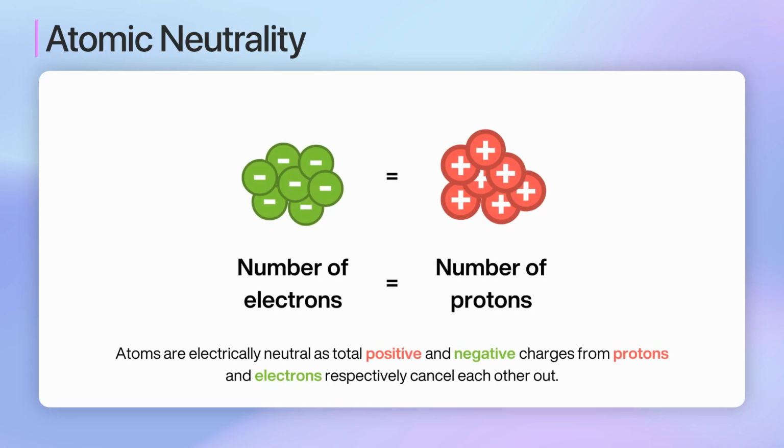Despite containing charged particles, protons and electrons, atoms are electrically neutral. This is because the number of protons, positive charge, is equal to the number of electrons, negative charge. Therefore, the total positive and negative charges balance each other out, resulting in a net charge of 0.